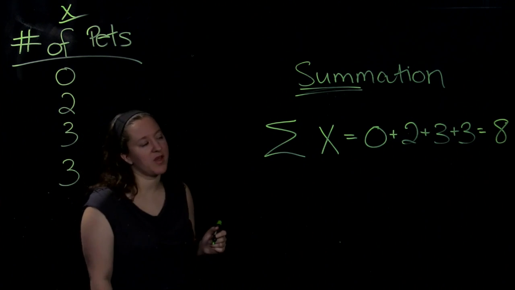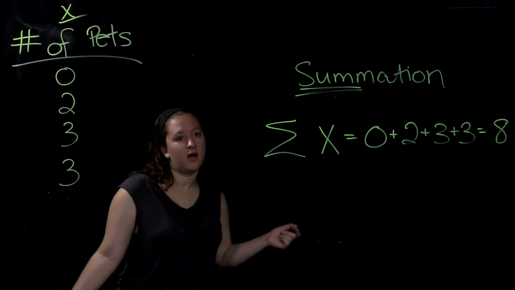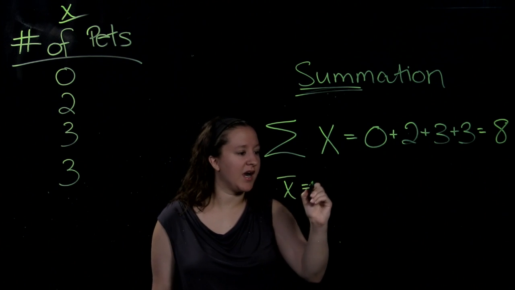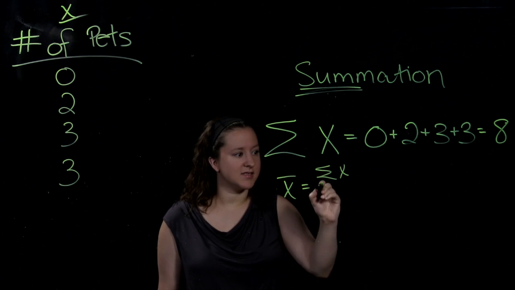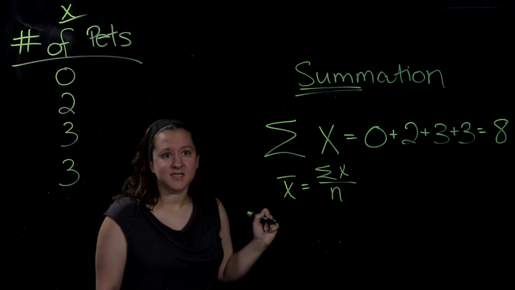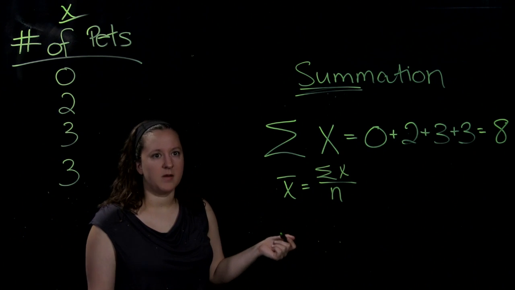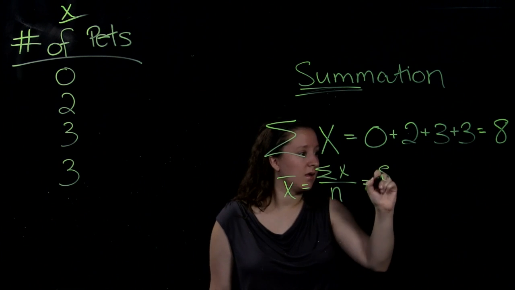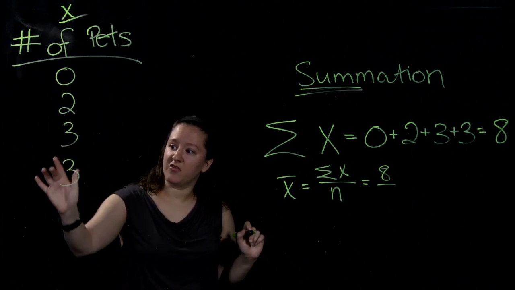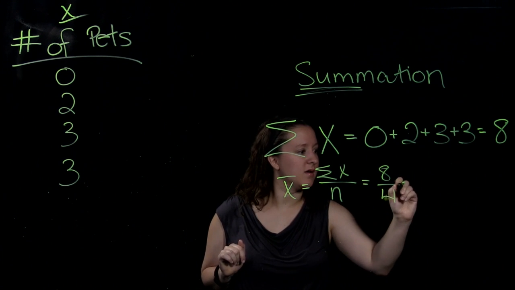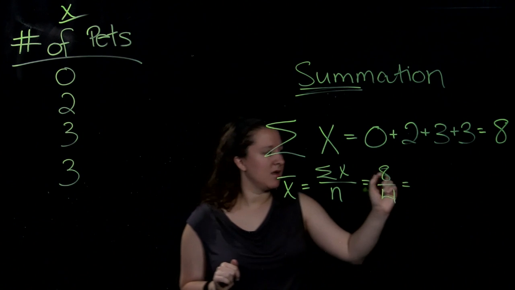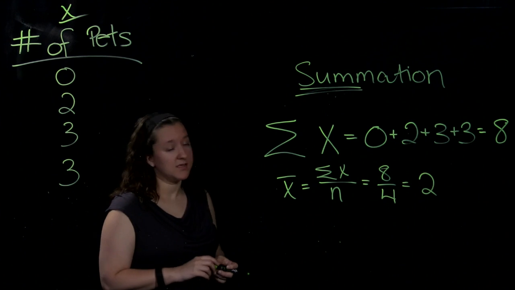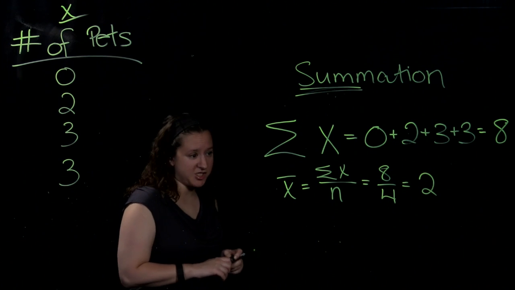The first time you're going to see sigma in the course is when you're computing a sample mean, also known as an average. This is symbolized by x bar. X bar is equal to sigma x divided by n. In other words, the sum of all of the observations divided by the number of observations. In this case, we found that sigma x was equal to 8, and we have 4 observations, so n equals 4, giving us a sample mean of 2.